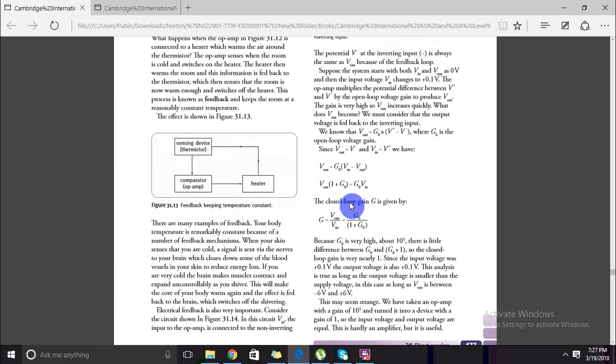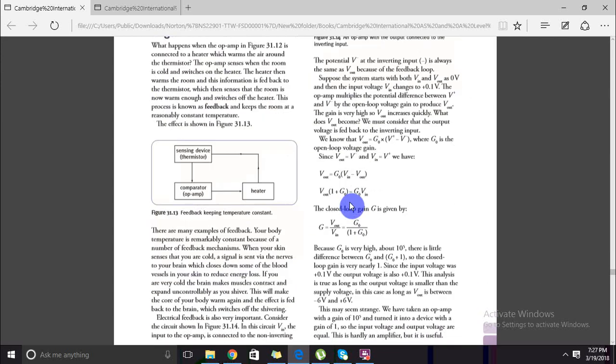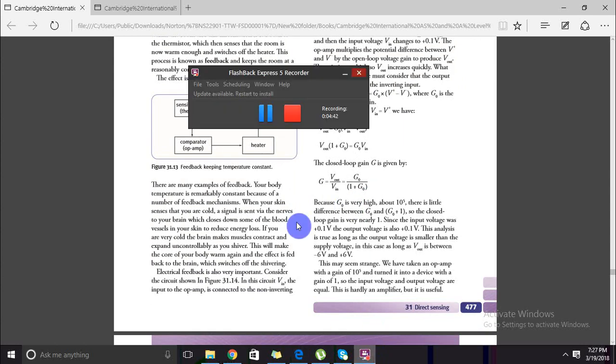So there are many examples of feedback, such as homeostasis in the body. Let's just go with this. But electrical feedback is also important. So consider the circuit in figure 31.14, and in the circuit we have the input.